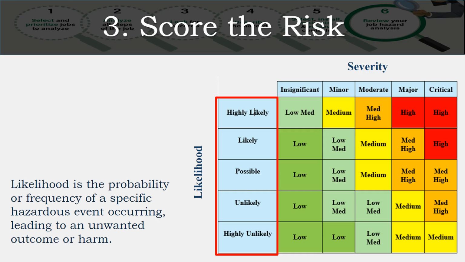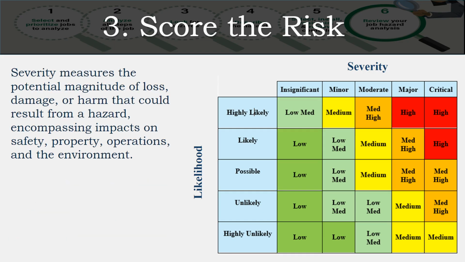Possible, may happen about half the time, 41 to 60% chance. Likely, has a significant chance of occurring, 61 to 90% chance. And highly likely, almost certain to occur, 91% or more chance.